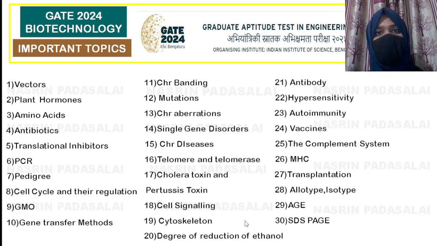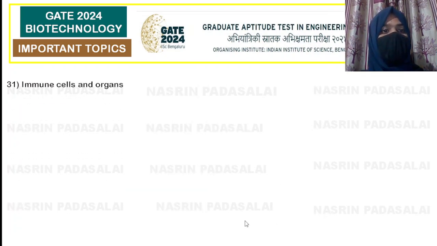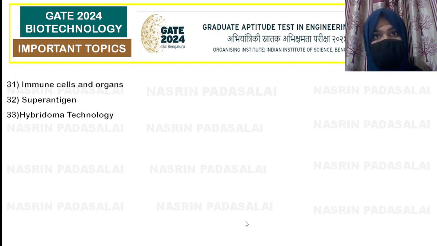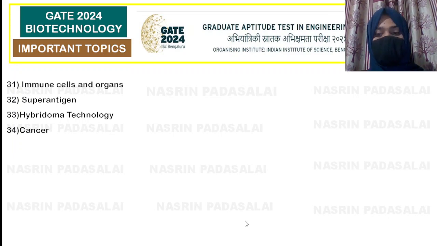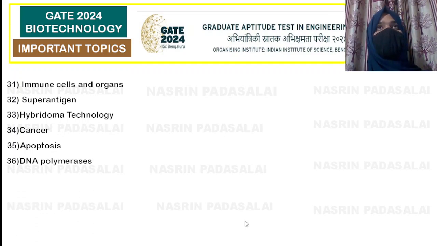Next is SDS-PAGE technique. Next is immune cells and organs, primary lymphoid organs and secondary lymphoid organs. Next is superantigen. Hybridoma technology is again a very important thing. Next is cancer: types of cancer, drugs for cancer, and viruses associated with cancer are also important. Next is apoptosis, and you need to know the difference between apoptosis and necrosis. While studying apoptosis, also know the extrinsic pathway and intrinsic pathway.